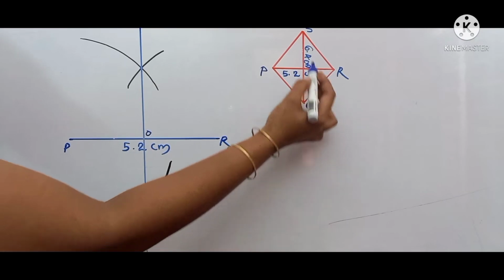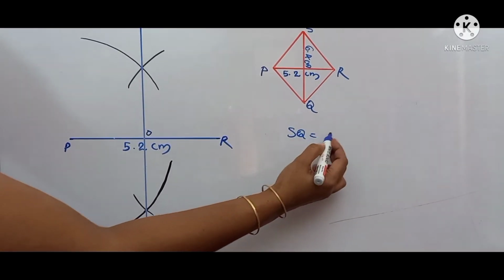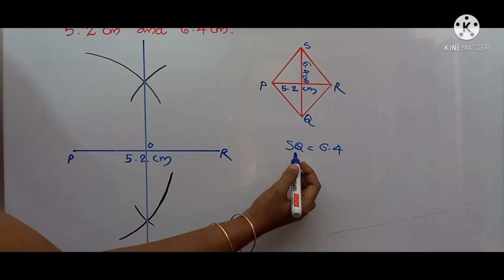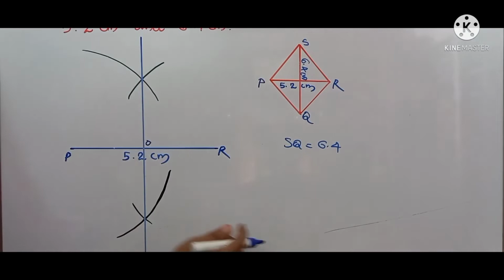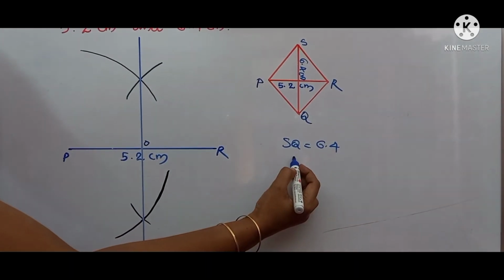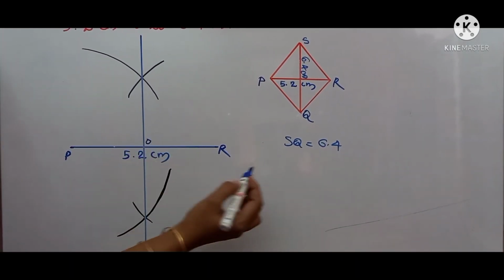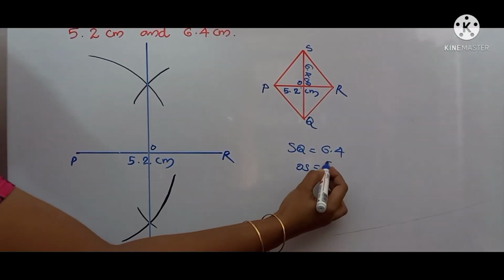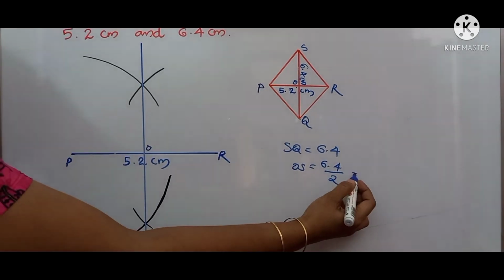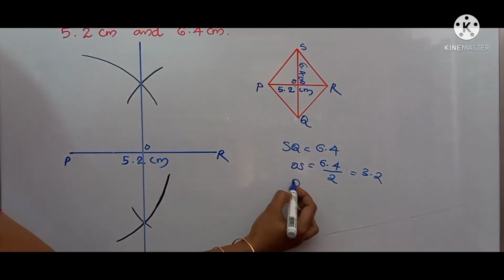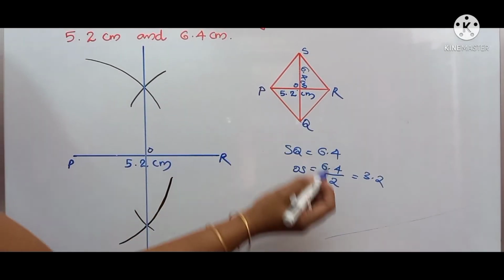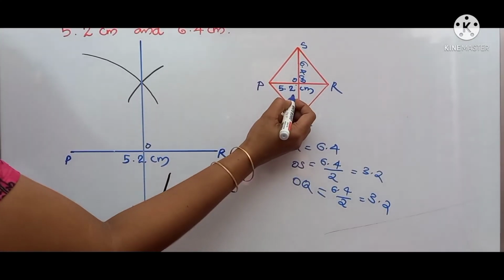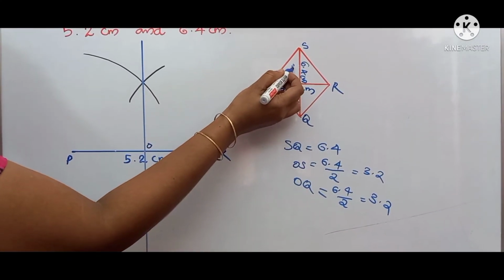Then QS is equal to 6.4. We know that diagonals of a rhombus are perpendicular bisectors. So the perpendicular we have drawn now, then we have to bisect it, so here is the point O. OS is equal to 6.4 divided by 2 is equal to 3.2, and OQ also is equal to 6.4 by 2 equal to 3.2. So we can give 3.2 here and here also 3.2.